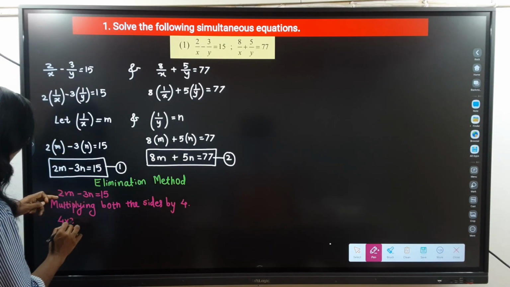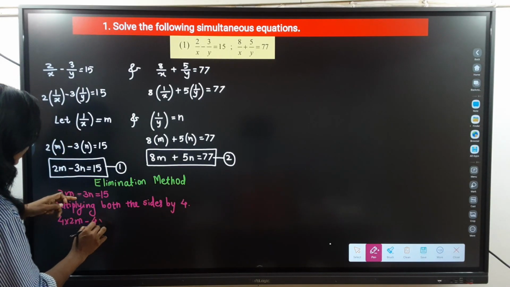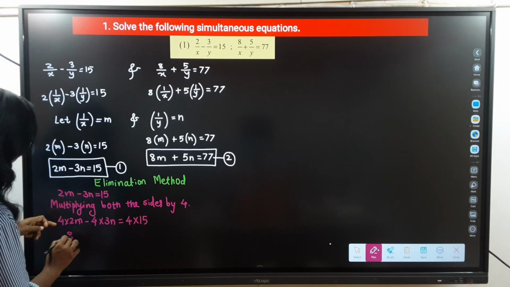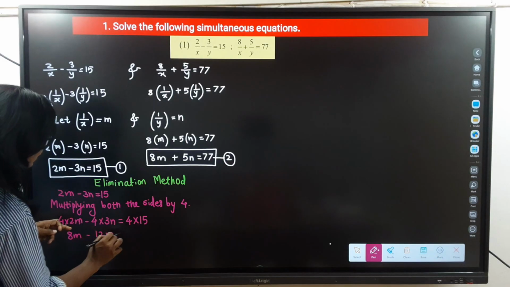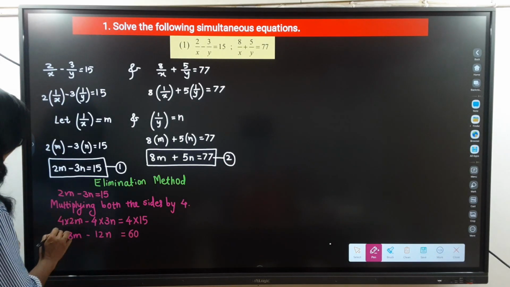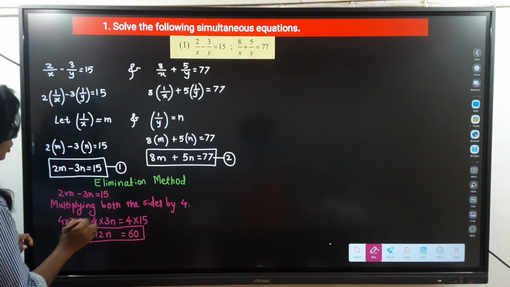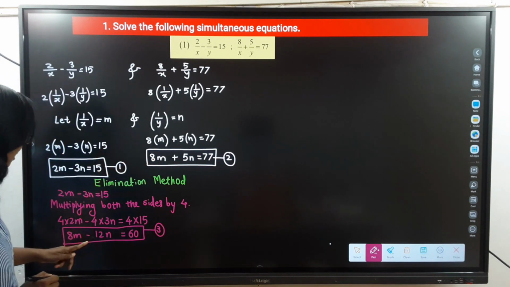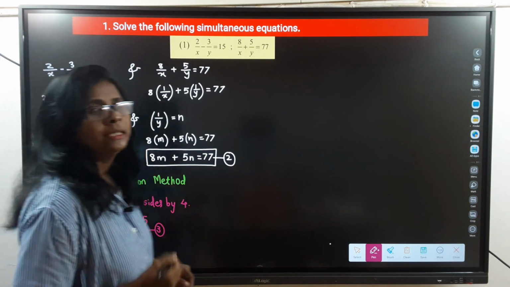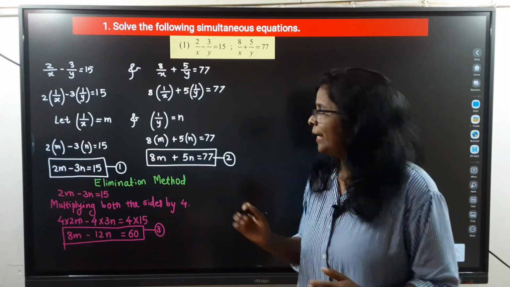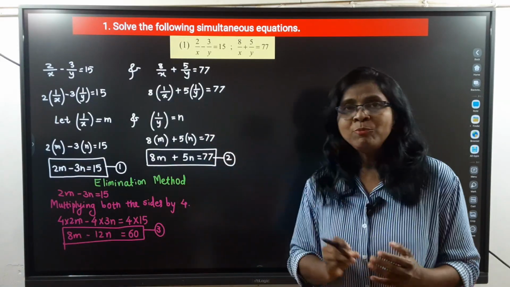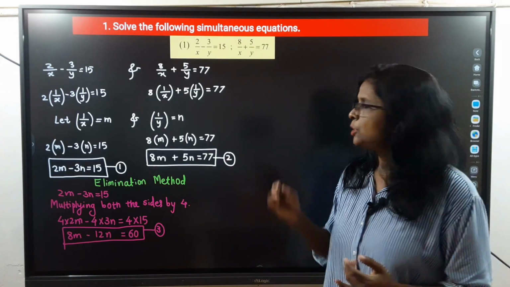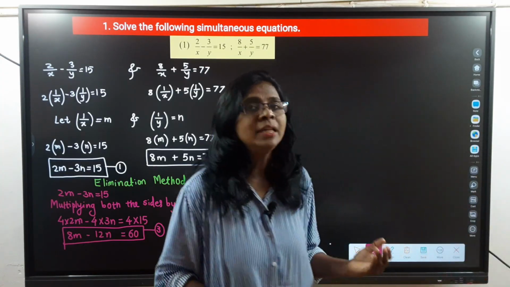So 4 multiply 2m minus 4 multiply 3n is equal to 4 multiply 15. So here it becomes 8m minus 12n is equal to 60. Now here students, call this new equation the third equation. Now if you observe the second equation and the third equation, there is 8m and 8m. So that means the m variable has the same coefficient. And then after subtracting these two equations, the m variable can be eliminated.